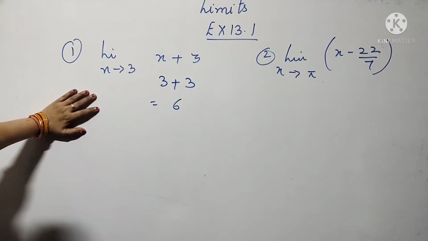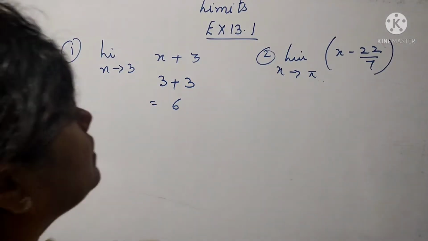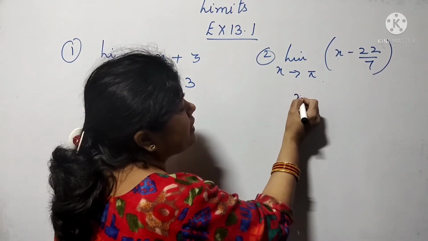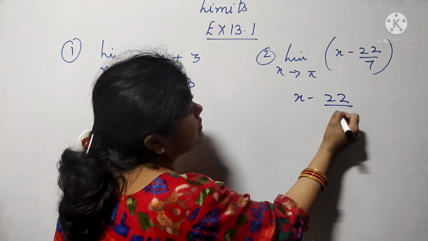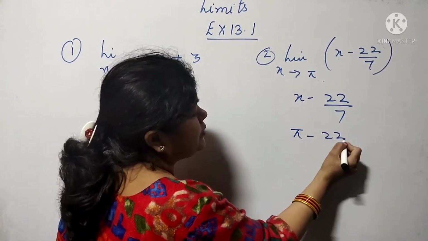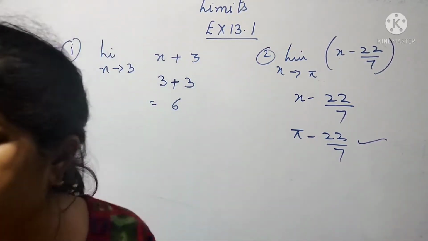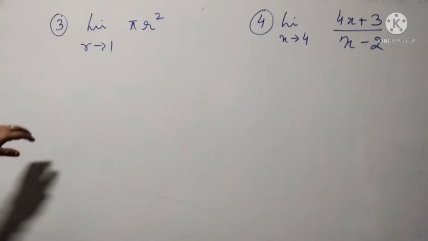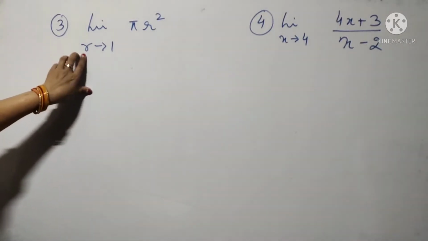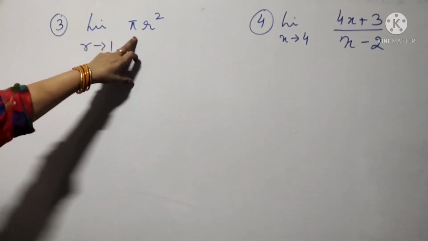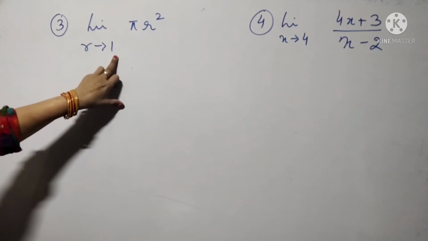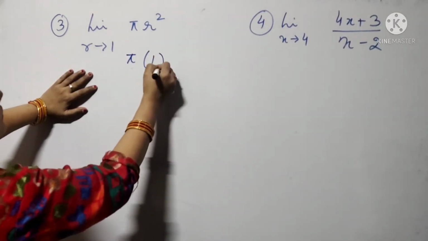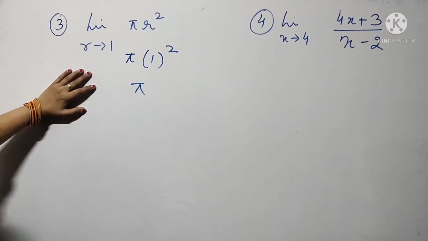which is equal to 6। फिनिश। So in this case when we substitute the value of pi in place of x, we get the answer pi minus 22/7. Clear? Now the question number third. Now third question of the exercise. Pi r square. We have to find the limit of pi r square and the value of r tends to 1. Okay. So we just put the value of r 1, which is equal to pi.